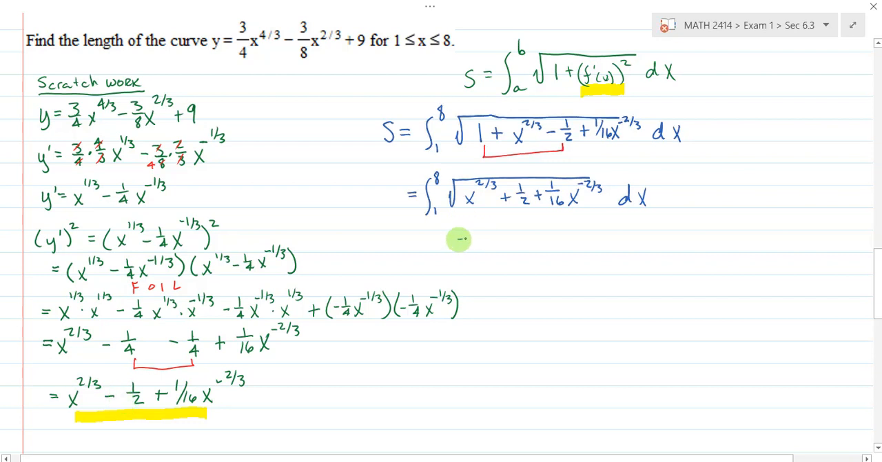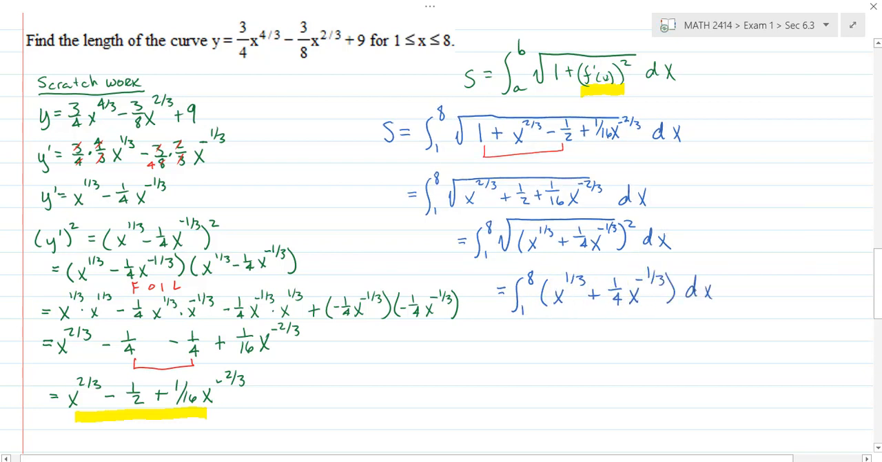So that means that I could rewrite my integral as the integral from 1 to 8 of the square root of x to the 1/3 plus 1/4 x to the negative 1/3 squared dx. Now I'm happy I can do that because now the square and the square root are going to cancel each other out, and that's going to give us the integral from 1 to 8 of x to the 1/3 plus 1/4 x to the negative 1/3 dx.